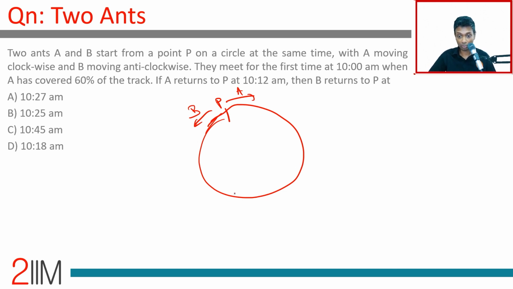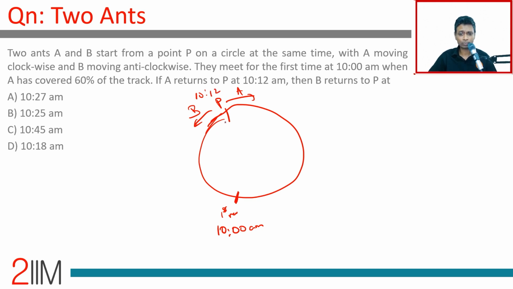So this will be diametrically opposite, somewhere around 60% of the track. This is the first meeting. They meet at 10 a.m. If A returns to P at 10:12 a.m., then B returns to P at what time? A returns to P at 10:12 a.m.